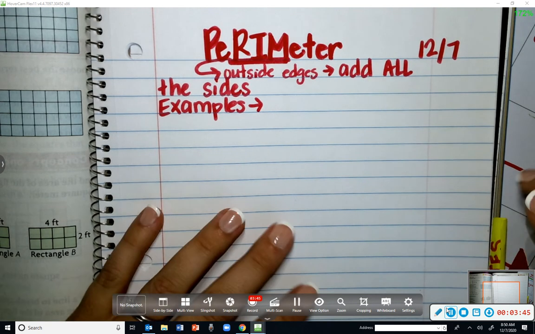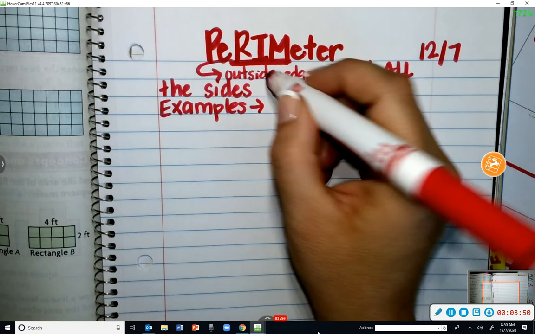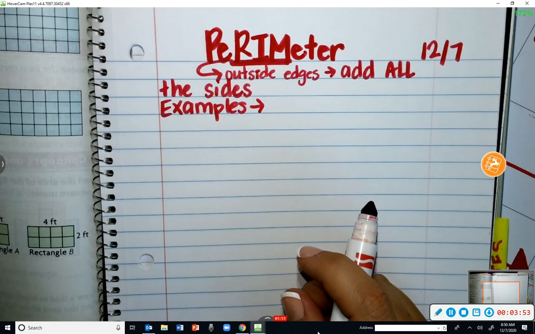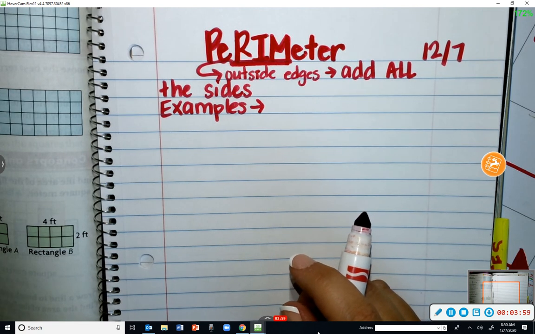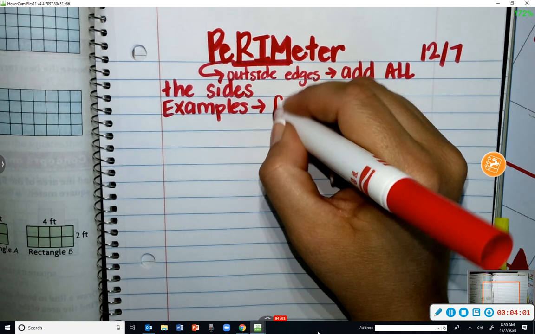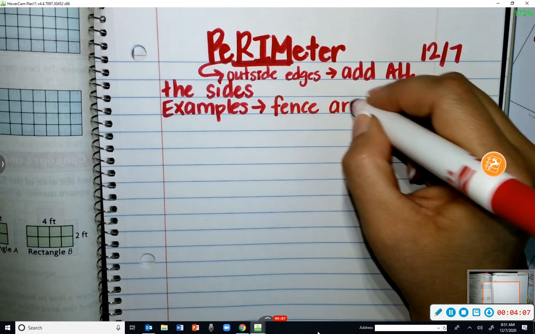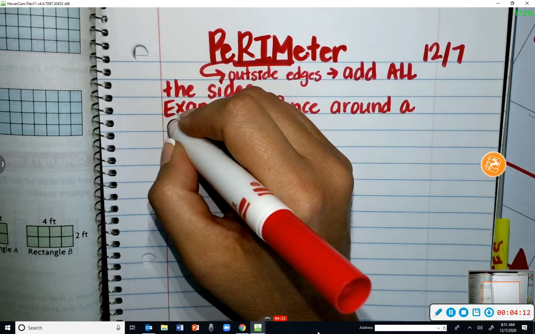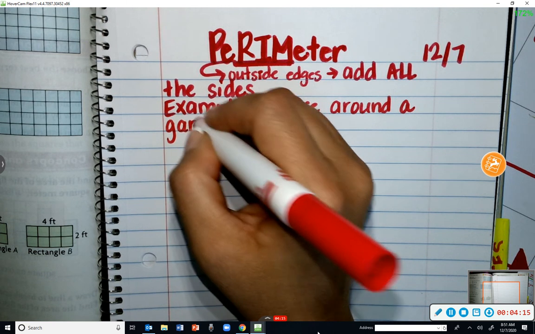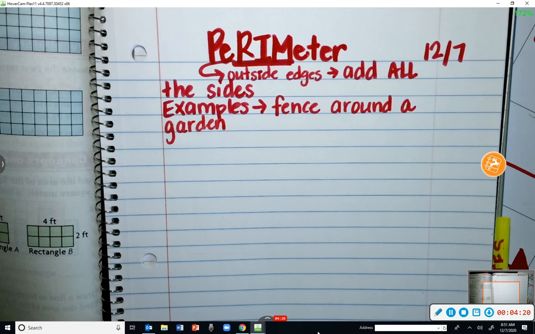Kelsey, what's one? What did they use in the video? They used a shape, no, a real life example. Oh, they used a garden. Good, a garden, and they were putting a fence around the outside of the garden. So you could put a fence around a garden or a yard. Okay, can you think of anything else?